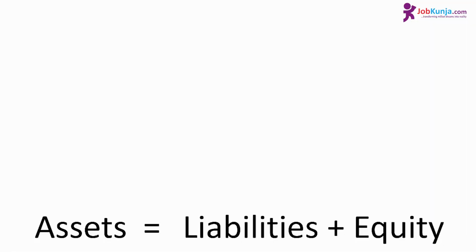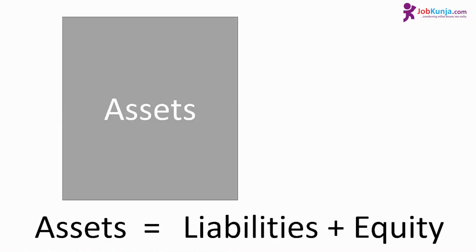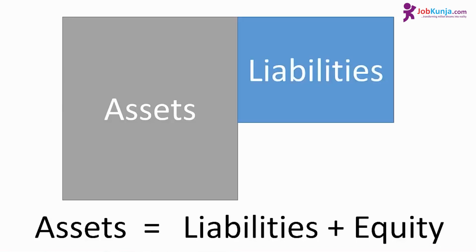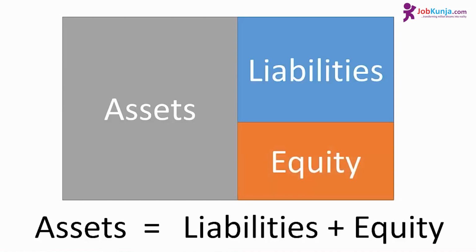We can also convert this formula into three conceptual boxes. On the left, we have assets. This box represents the value of our assets. On the right, we have a liabilities box and an equity box. These boxes represent the value of the liabilities and the equity.